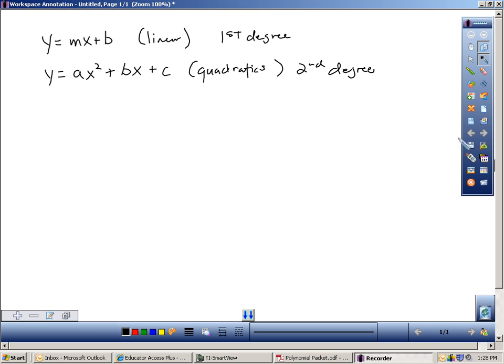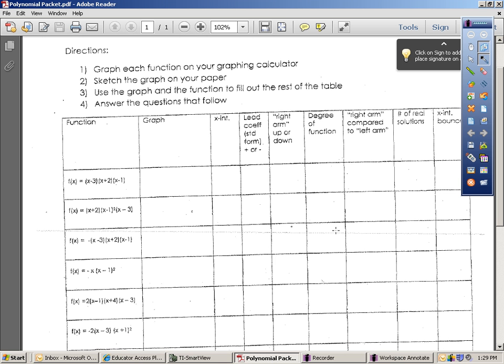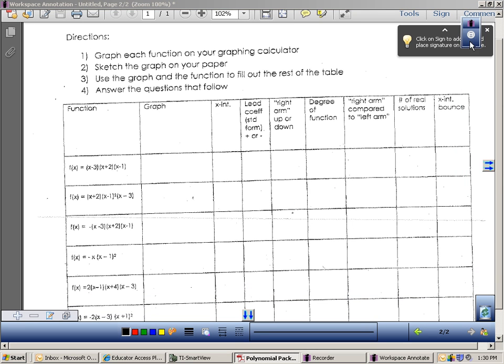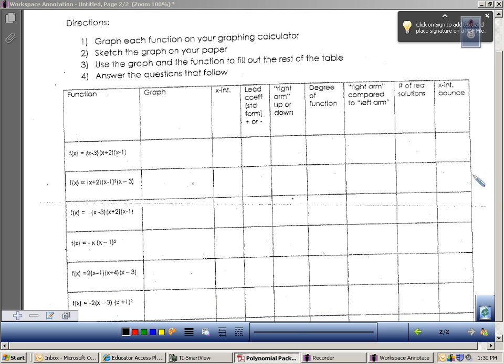All right. So with that said, let's go to the packet, and you see the packet here, and we have to fill out a table. And I want to walk through a couple of these to make sure you're able to get this filled out right and get the hang of it, and then I can let you fill out the rest, okay? It says, first of all, graph each function on your graphing calculator. So the first function they give you is f of x equals (x minus 3)(x plus 2)(x minus 1). So let's go ahead and graph that.